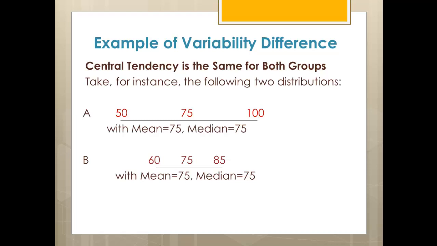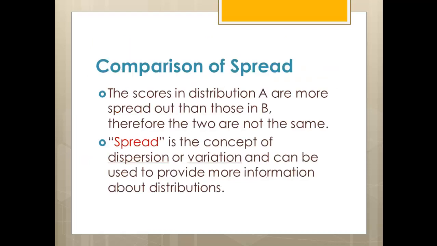So look at the data below. What you see is two groups, A and B. The endpoints are both different. In group A, the endpoints are 50 and 100. In group B, the endpoints are 60 and 85. Both of the groups have a mean and a median equal to 75. So my question to you is, which group do you have more confidence that 75 is a better representative of that group? The scores in distribution A are more spread out than those in distribution B.